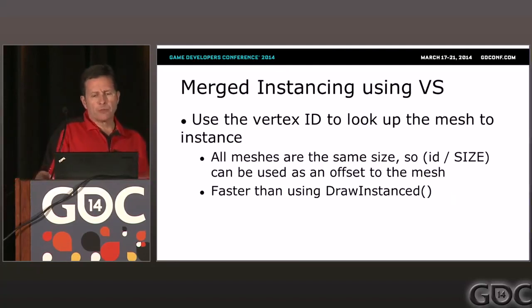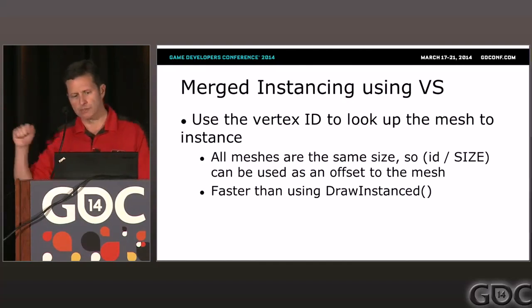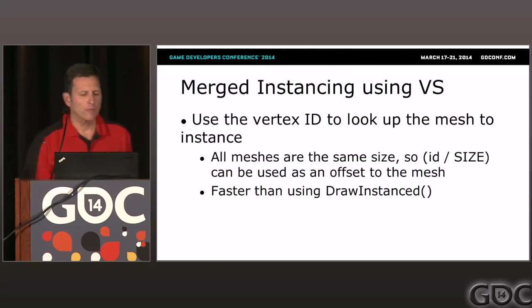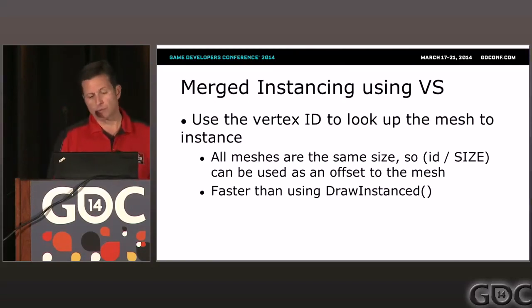So the best way we found to do this is to actually just do it in the vertex shader. You can use the vertex ID, which I mentioned before, in a similar way where you do an integer divide by the size of the mesh. Because remember, this is a fixed size mesh, so it's always the same. And that gives you an offset into the mesh that you want to render. And it turns out it's faster than using draw instanced for this.